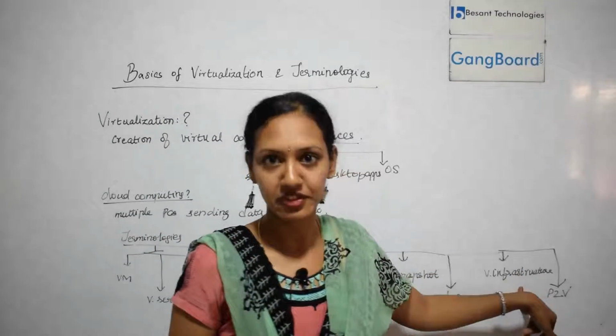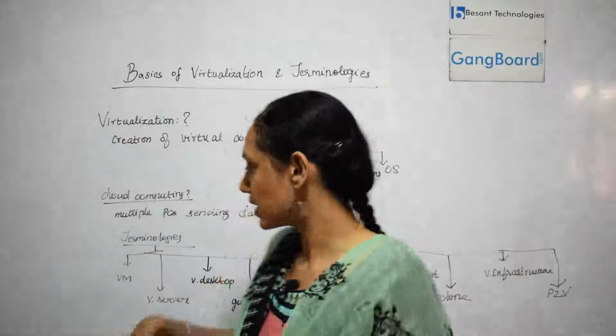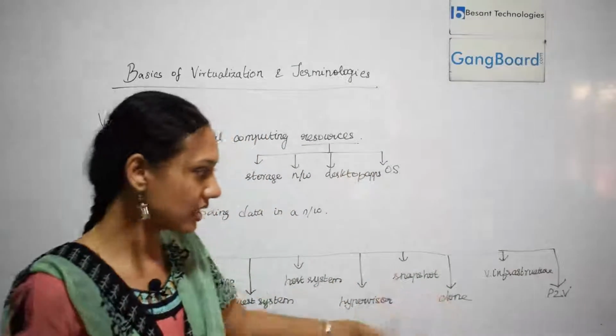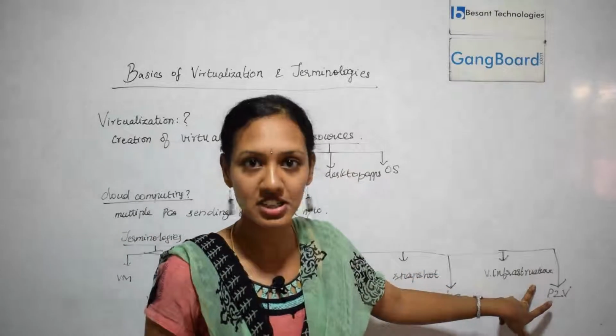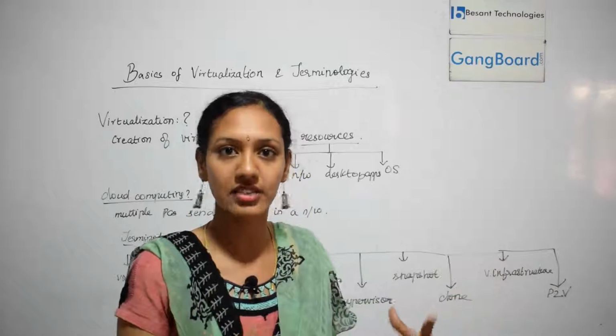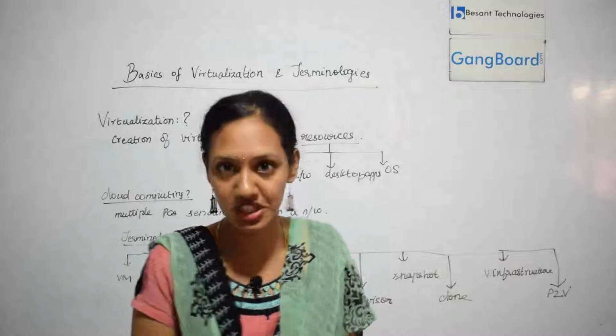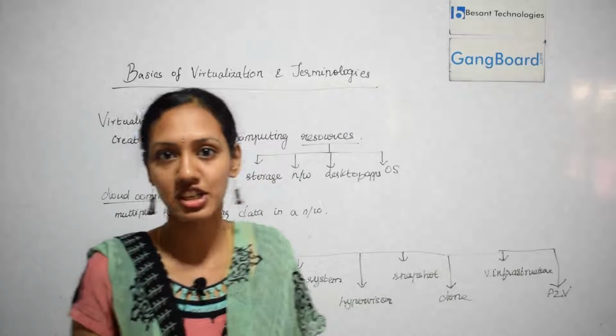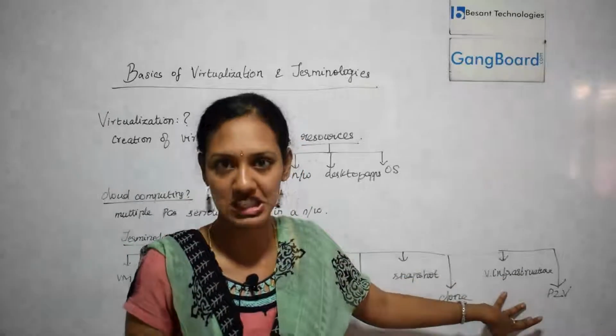Then virtual infrastructure. Here we saw the virtual machines, virtual server, and virtual desktop separately. When it comes to virtual infrastructure, we connect everything together. We have virtual desktops, virtual machines, and virtual servers, everything combined together in a single infrastructure, which is called virtual infrastructure.